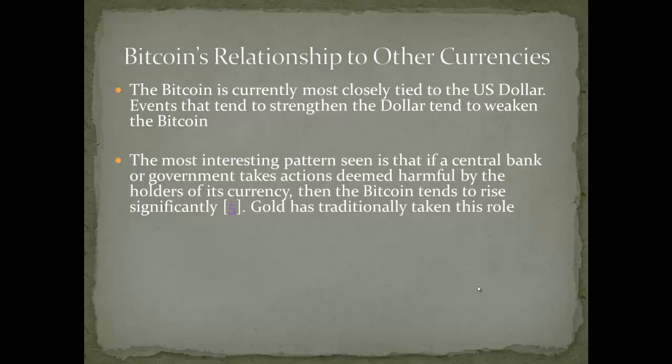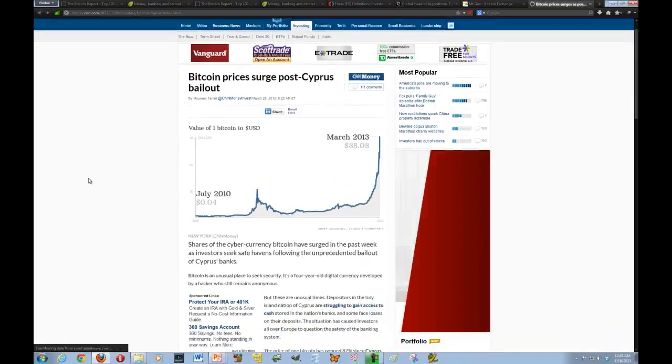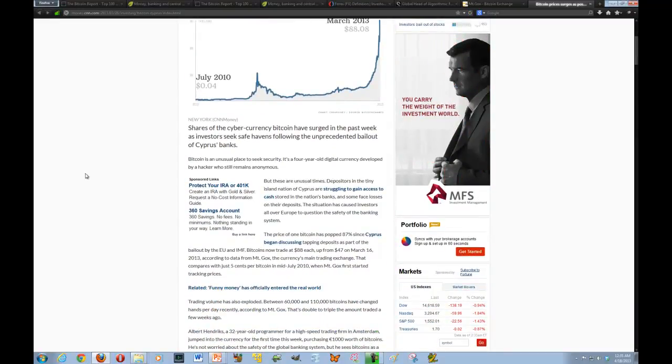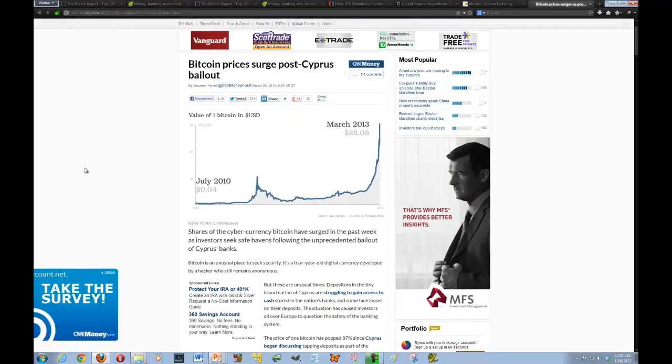Most interesting pattern seen is that if a central bank or a government takes actions deemed to be harmful to the holders of a currency, the Bitcoin tends to rise significantly. The most prevalent event was the Cyprus issue. And to refresh your memory, this is a case where Cyprus decided that they were going to start taking money from people's bank accounts, and the people in the nation were incredibly upset about that.